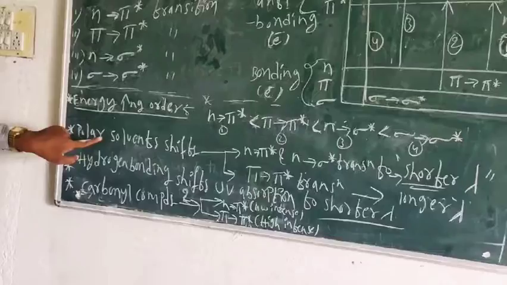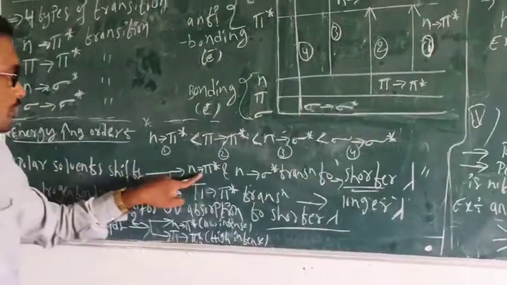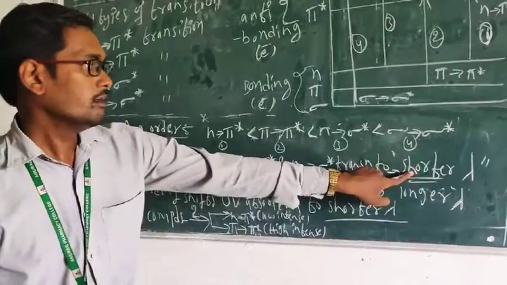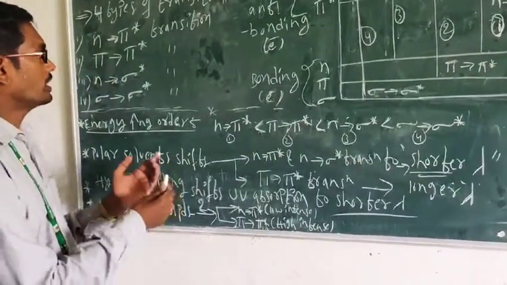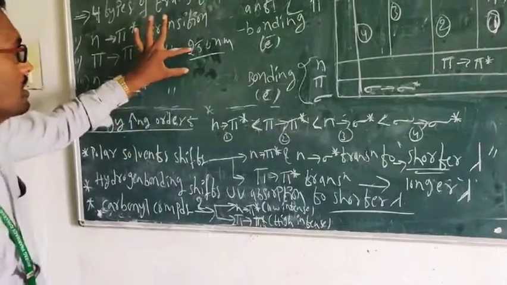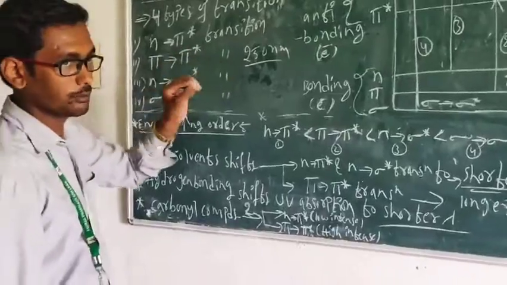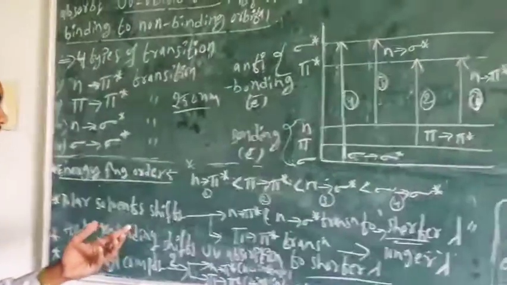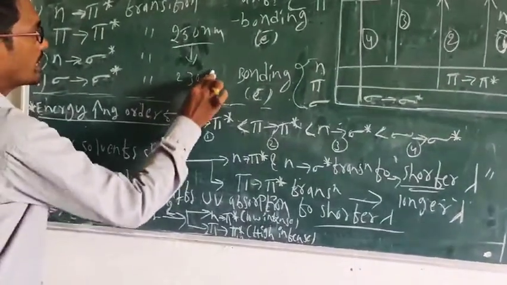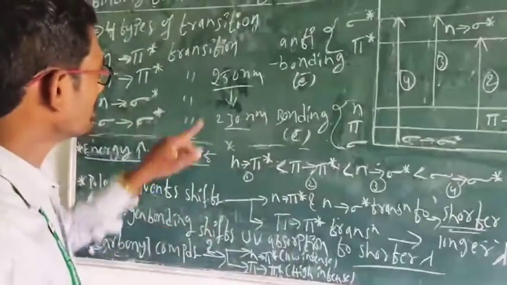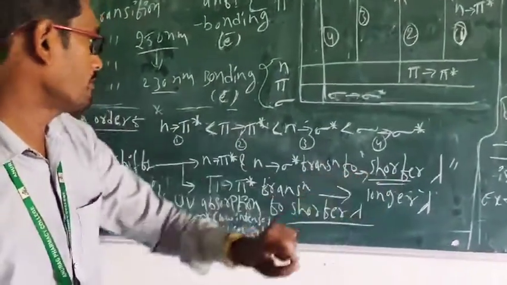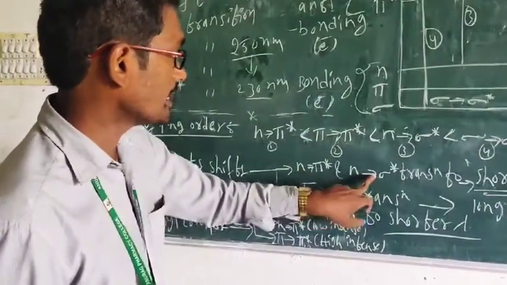And some more points. Polar solvents shift n to pi star and n to sigma star transitions towards shorter wavelength. For example, if any compound shows absorption at 250 nanometer, with a polar solvent this absorption will show at 230 nanometer. 230 nanometer means the wavelength is decreasing, towards shorter wavelength. That happens for n to pi star and n to sigma star.